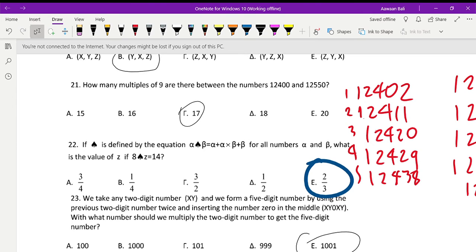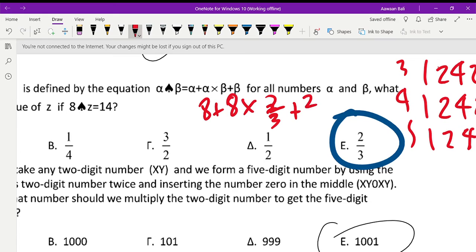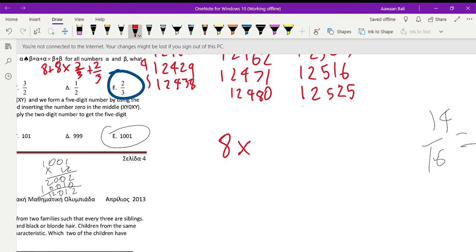Now, 22. If the spade is defined by the equation alpha spade beta is equal to alpha plus alpha times beta plus beta for all numbers alpha and beta, what is the value of z if 8 spade z equal to 14? So here you have to use BODMAS. So 8 plus 8 times 2 upon 3. We'll just directly go for the answer. First 8 times 2 upon 3. That would be 16 upon 3.